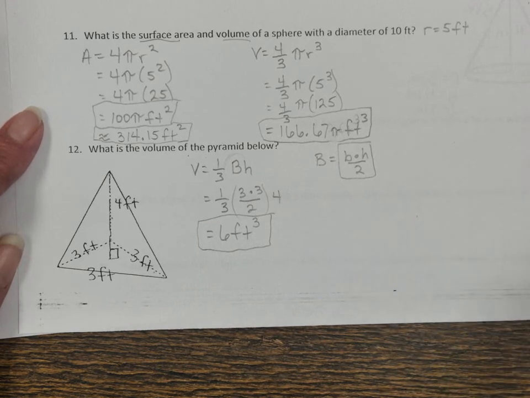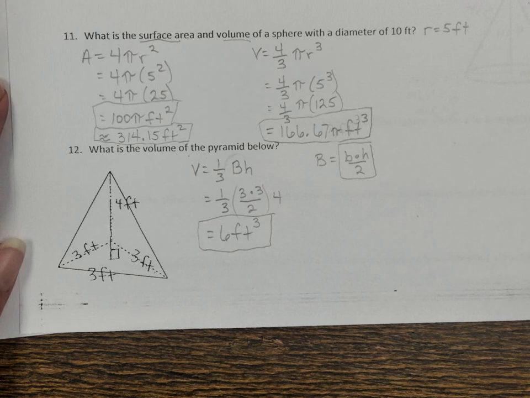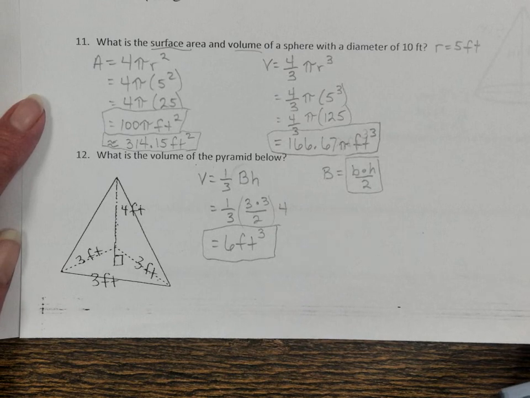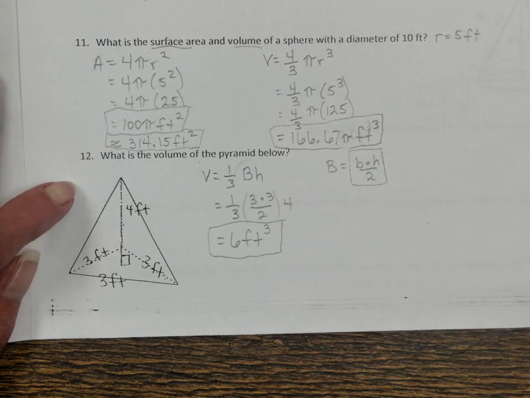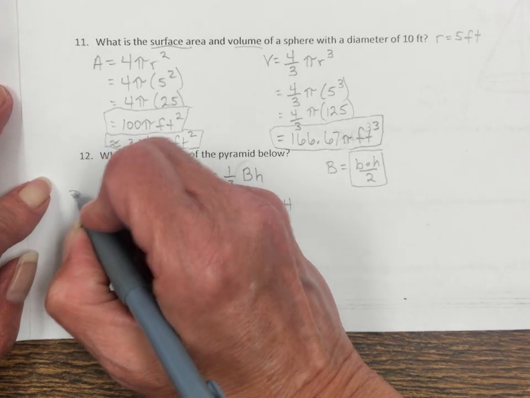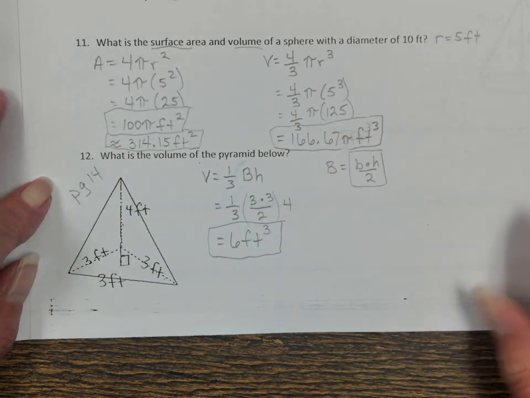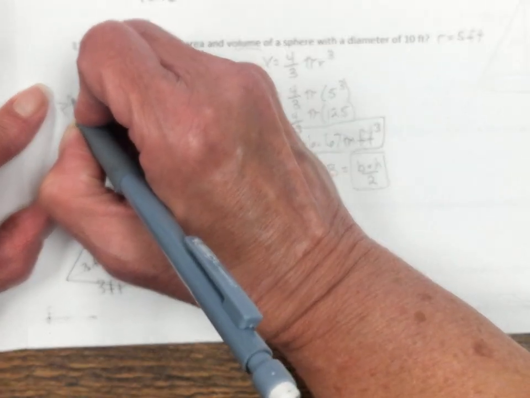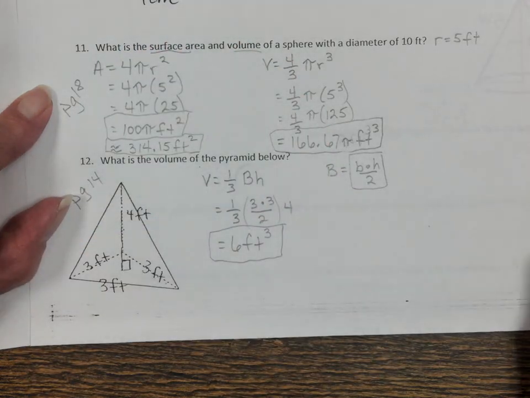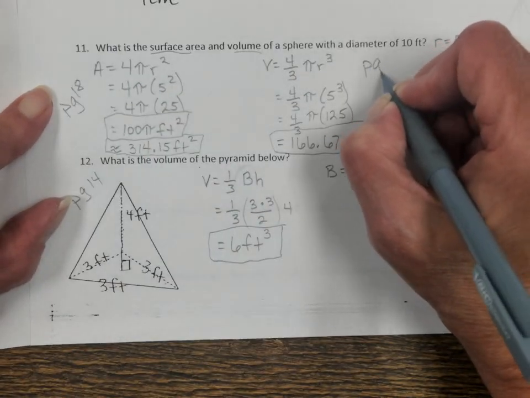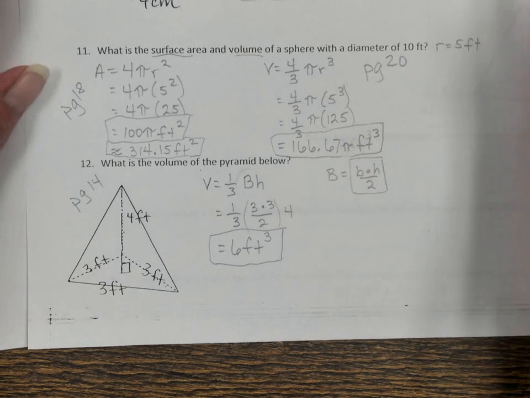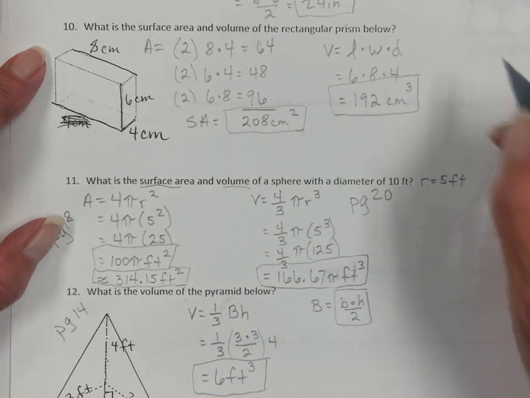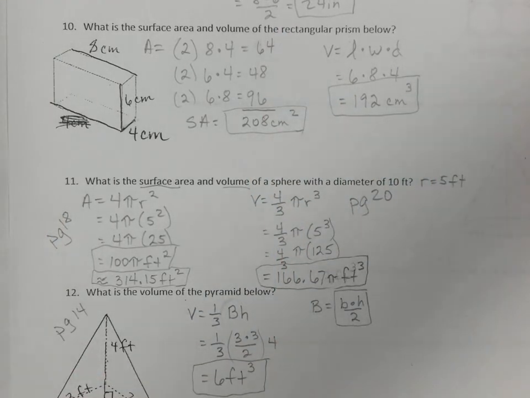All right. I'll tell you what. Let me mark where I found a lot of these equations so that on your test you can do this a little bit faster. So for number 12, that was page 14. Okay. The surface area of the sphere was found on page 18. The volume was found on page 20. The surface area one, I just kind of did. The volume one, I just kind of did.